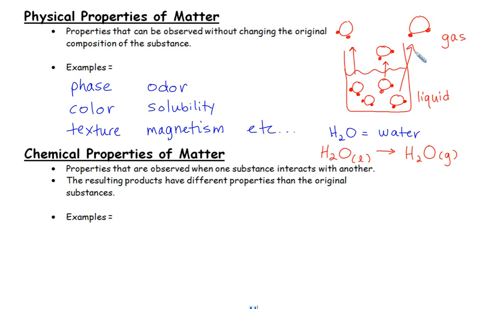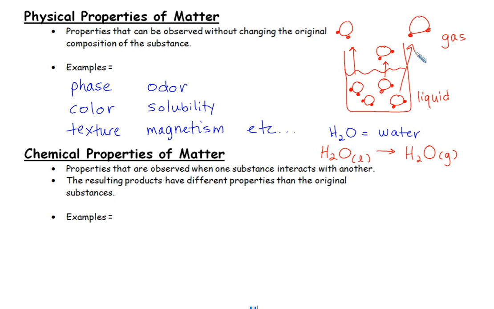Chemical properties, on the other hand, are only observed when one substance interacts with another. This will always result in some kind of a new product. There's a new product, it's got new properties, it has a different structure, like on the molecular level. It's a completely new product.